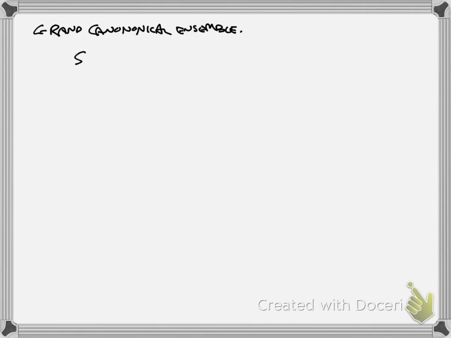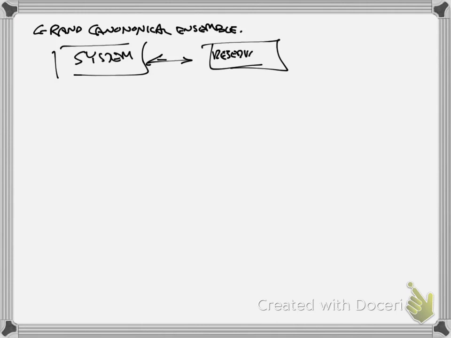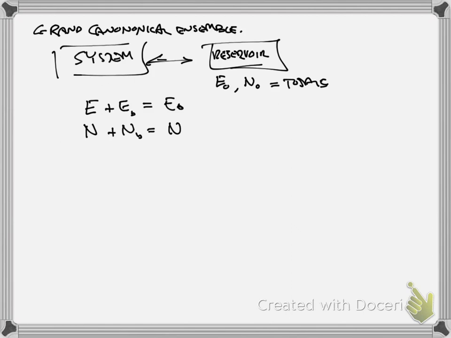So now we have our system, and it's talking to a reservoir, and we can exchange particles. The reservoir has energy. There's a total amount of energy E naught and a total amount of particles N naught. So now we're going to let the system and the reservoir actually exchange particles as well, right? So we had before, our system can have some energy, and we're going to have our reservoir, which I think I called the bath. So we're going to have energy of the system plus energy of the bath equals E naught, and particle number of the system plus particle number of the bath equals total particle number, right?